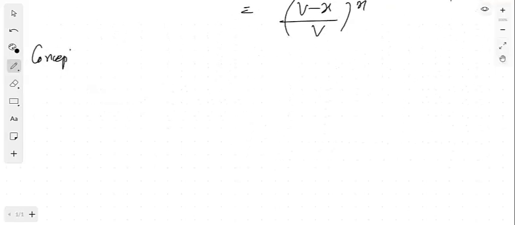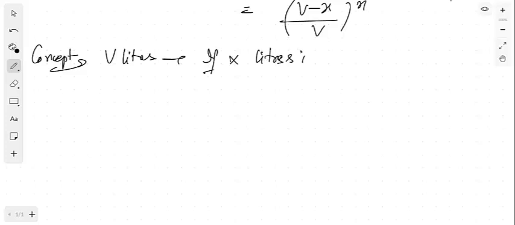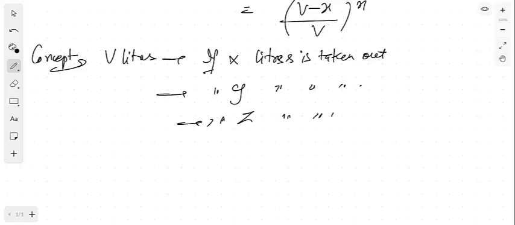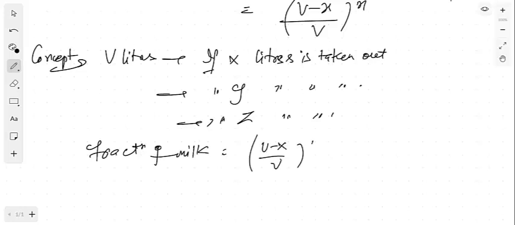Then there is another concept of the same type. If out of V liters, firstly X liters is taken out and is replaced by water, then from the resultant again Y liters is taken out and replaced by water, then from the resultant some other value Z liters is taken out and replaced by water, in such a case the fraction of milk will be equal to (V minus X) divided by V, into (V minus Y) divided by V, into (V minus Z) divided by V. This is the answer.